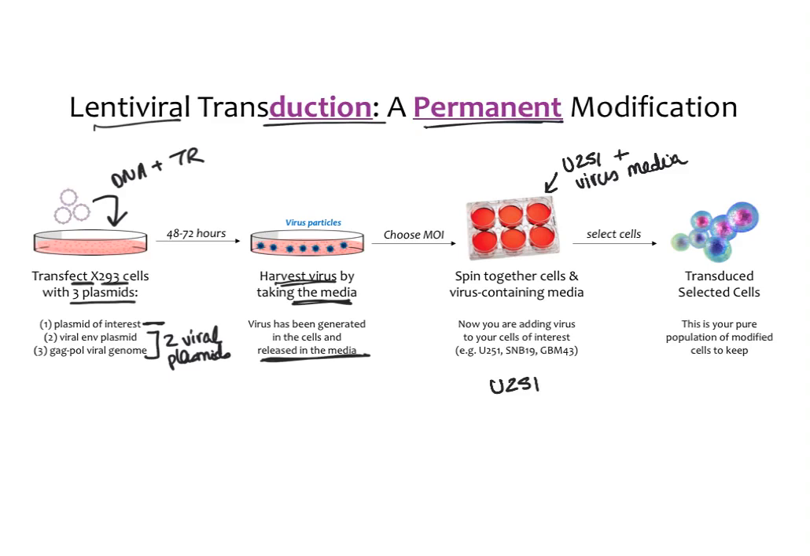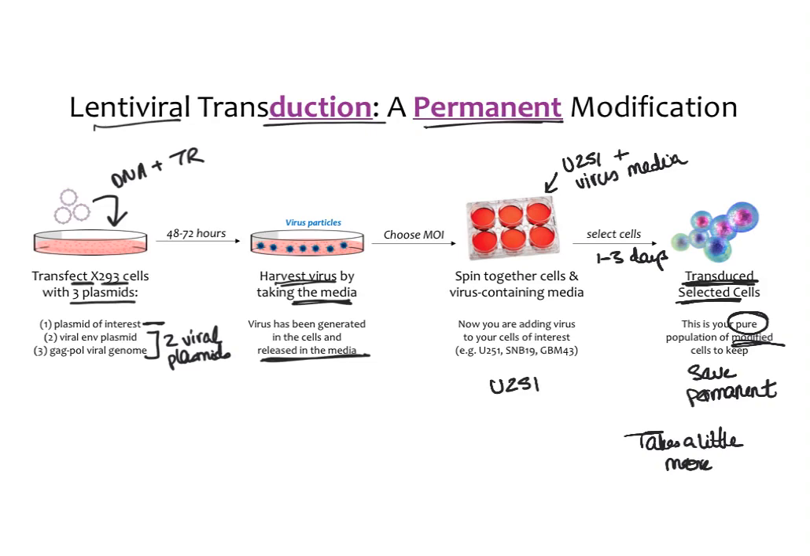And once you spin these together, you wait about 1 to 3 days. You can do a selection with puromycin if you would like, and you end up with the transduced selected cells. This is your pure population of modified cells. You can save these and it should be a permanent change. As you can see, this takes a little more time up front. It's not as easy to do, but it does produce a permanent modification, which can be very useful for a lot of applications.